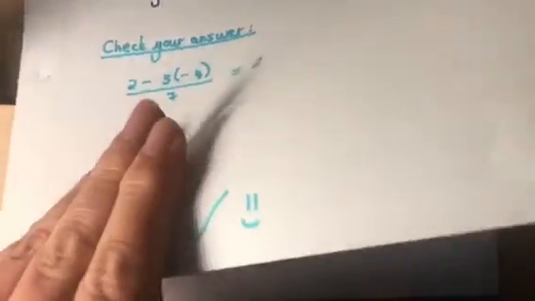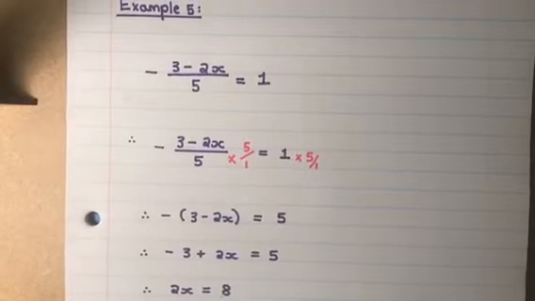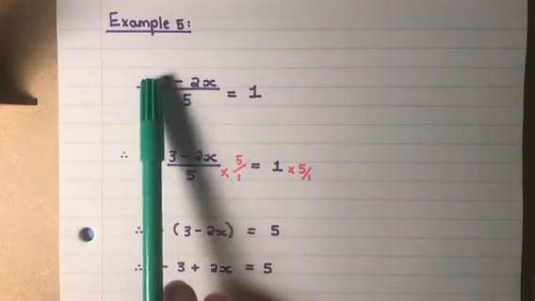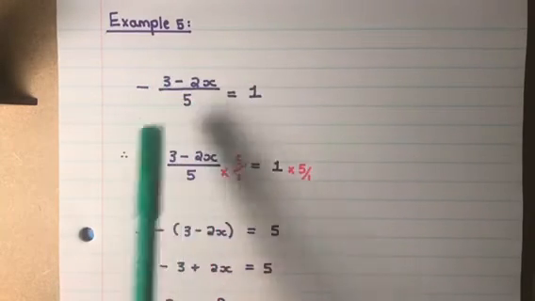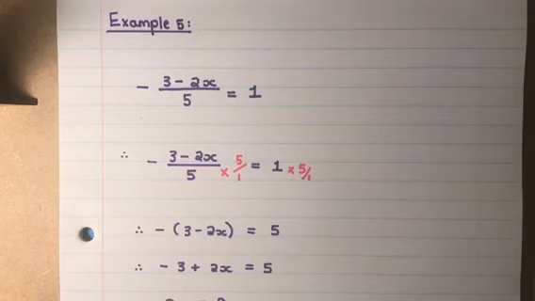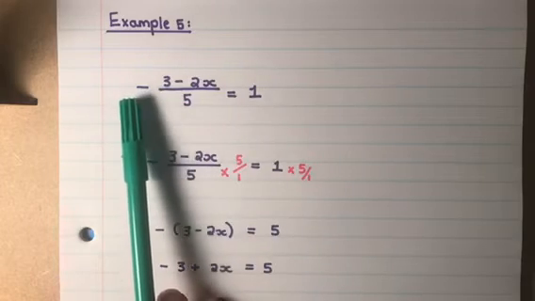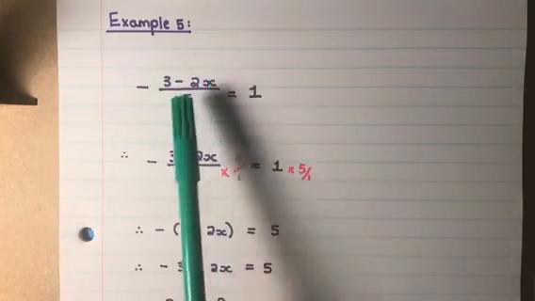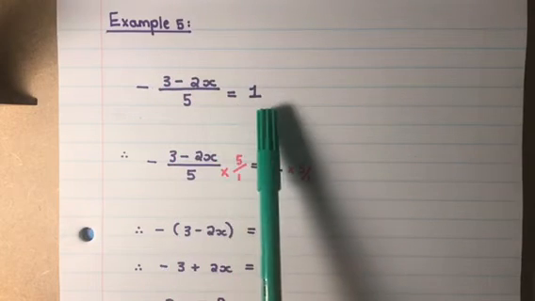Okay, the last example I want to show you involves where there is a negative in front of the whole term on the one side. So I just want to show you so that you know what to do when you find these questions. So if you have a negative in front, you've got a negative, then a fraction: 3 minus 2x over 5 is equal to 1.